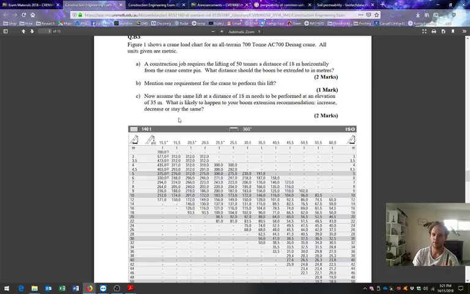Now assume the same lift at a distance of 18 metres needs to be performed at an elevation of 35 metres. What is likely to happen in boom extension recommendation? So, if you recommended 20.5 metres, you must extend your boom longer, because if we're going to have to lift 35 metres high, we're going to have a much longer boom length in order to reach that height. So the answer is increase.